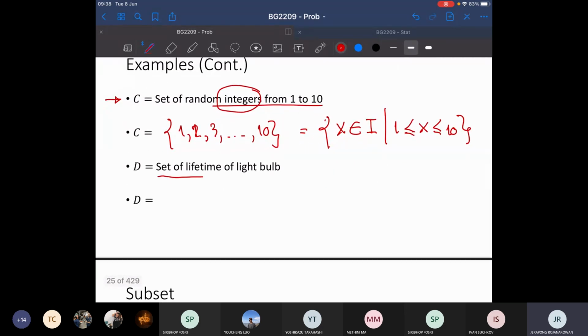Now, set of lifetimes of a light bulb. Are we going to use the list or the rule? We have to use the rule, right? Because for lifetime, there are so many values. It could be 1 hour, 0.01 hour, and so forth. So we're going to use the rule. X is going to be a real number such that x is greater than or equal to 0. This is the lifetime of the light bulb, because it could be 0; if it is 0, it means when you turn it on, it dies immediately.